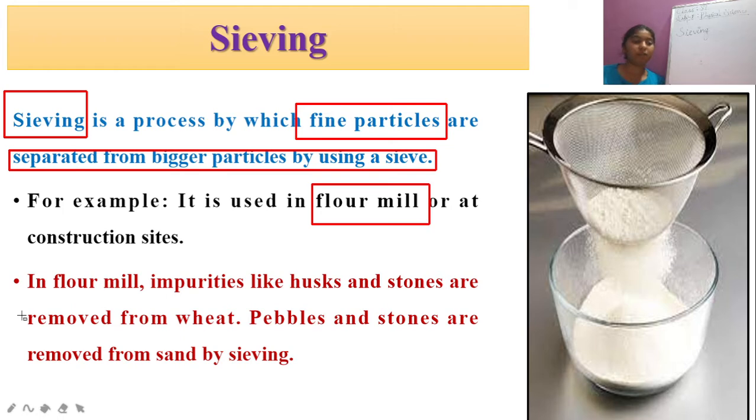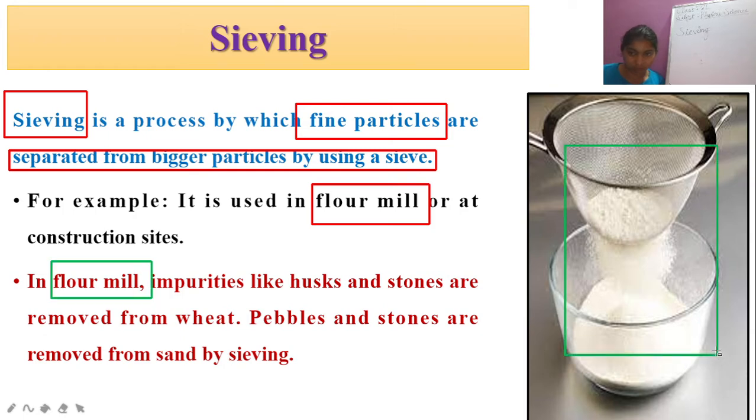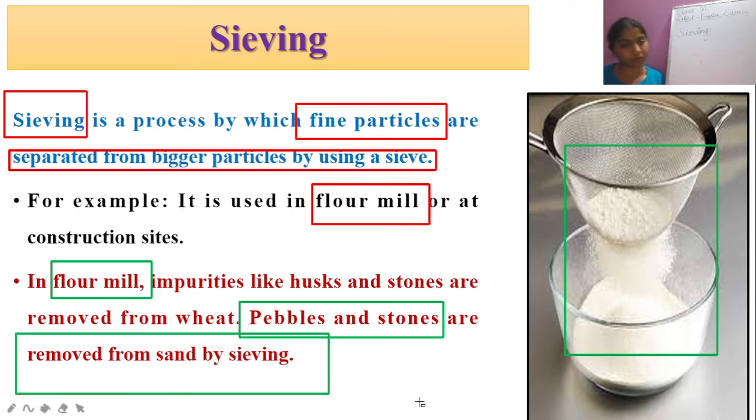Okay, so if we talk about the flour mill, students, here is one example. The sieve is there and the flour is being separated, the fine particles being collected in this bowl. The impurities like husk or stones are being removed from the wheat, right? In factories, the pebbles and the stones are removed from the sand by sieving also. So this process is not only for flour, we use the sieve for other purposes also. Stones and pebbles are removed from the sand by sieving. That is another way of using the sieve.